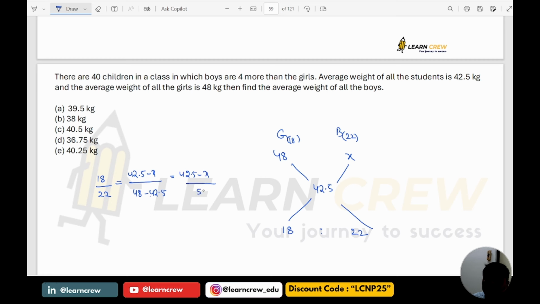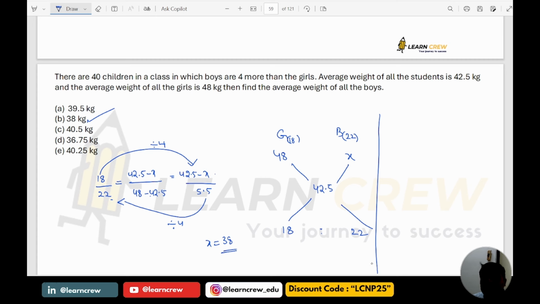Which is nothing but (42.5 minus x) by 5.5. If 5.5 is 22, this has to be how much? 22 is divided by 4 to get 5.5. Similarly, 18 divided by 4 would be 4.5. So this has to be 4.5, so x has to be 38. So the answer is 38. This is by using alligation.